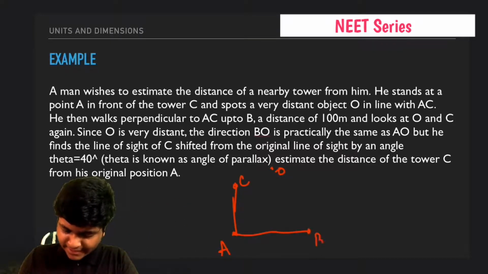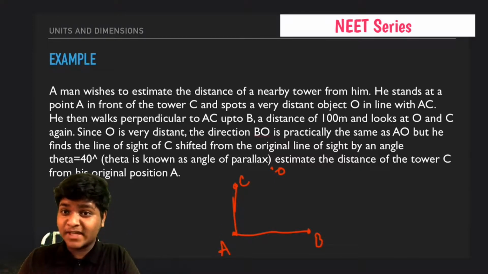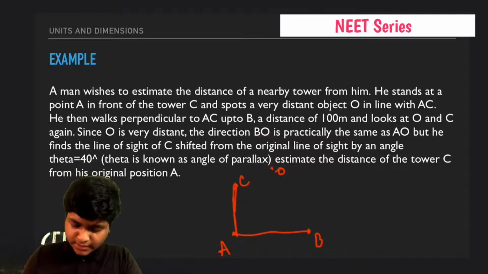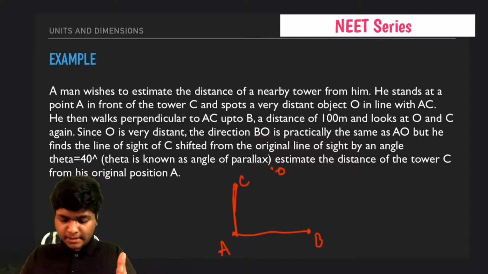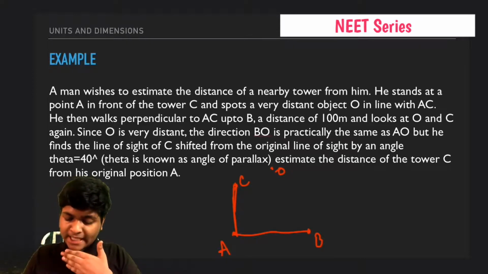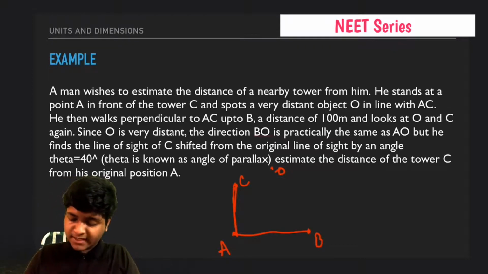My diagrams are very bad, I'm very bad at diagrams, but please adjust, okay? So it's B, perpendicular to AC up to B, and a distance of 100 meters.